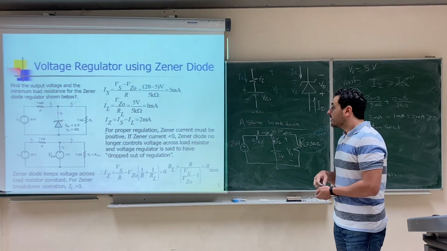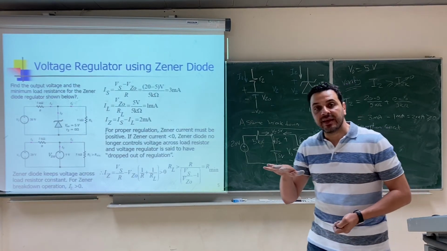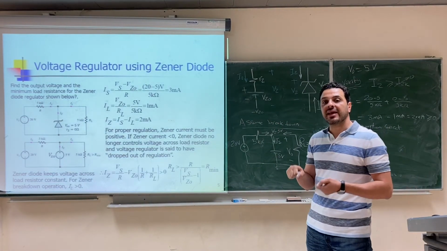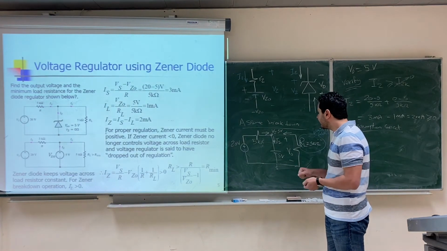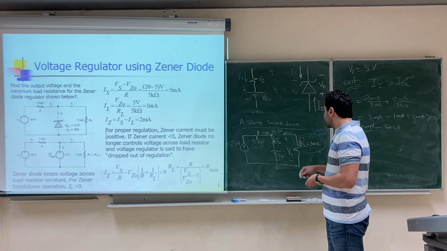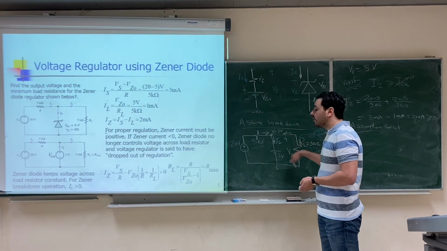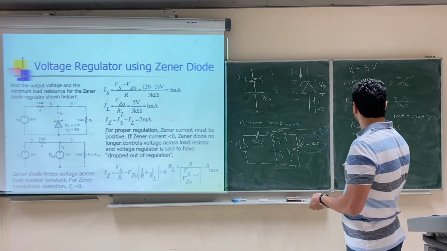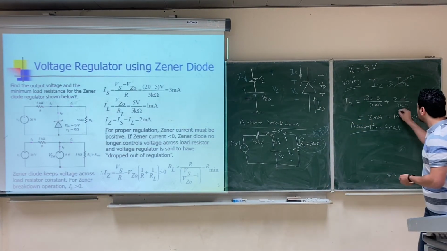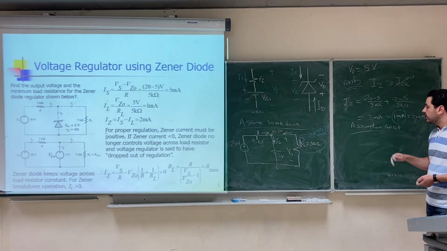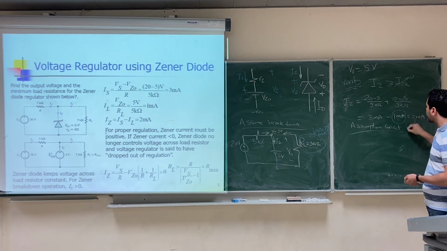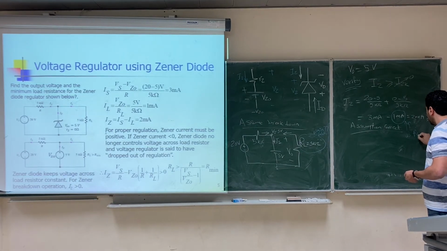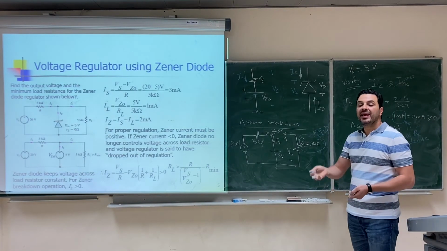Okay? Assume that the load is going to be reduced. We are going to decrease the load resistance very much. What will happen? As we decrease the load resistance, the current going to the load will be high. The current going to the load will be high. So this part, this 1 milliampere will increase. It will keep increasing as you reduce RL. As RL decreases, the current going to the load will increase.